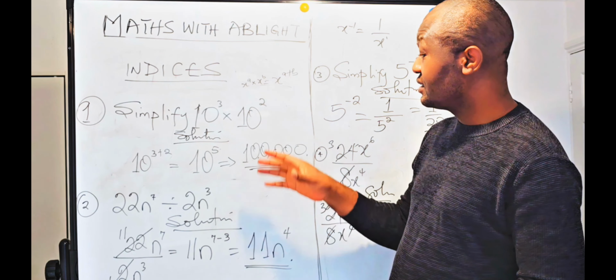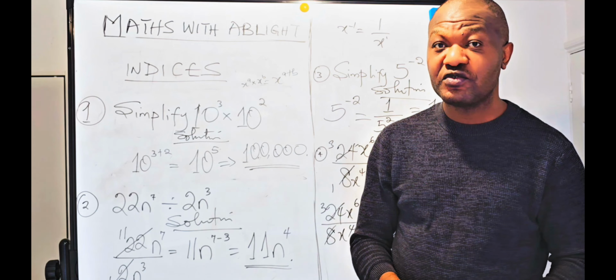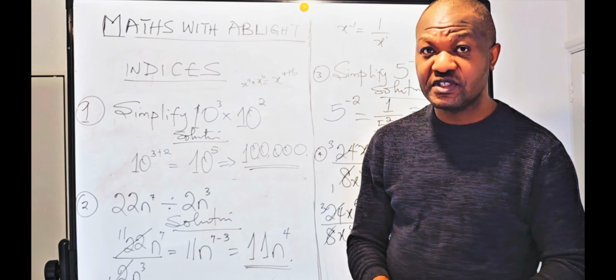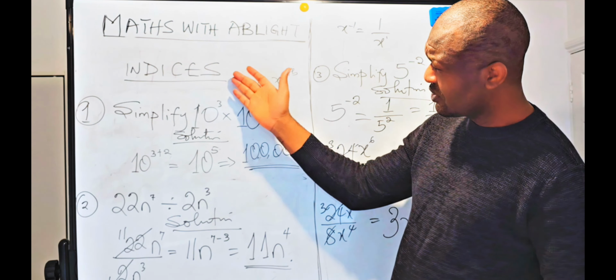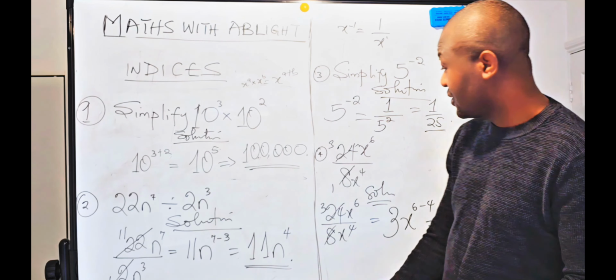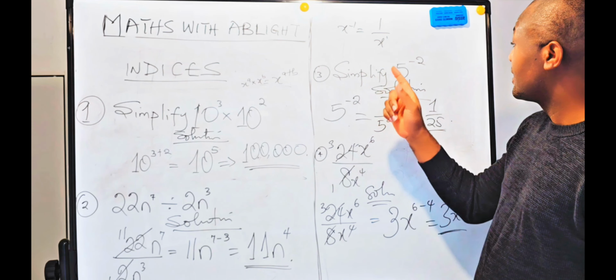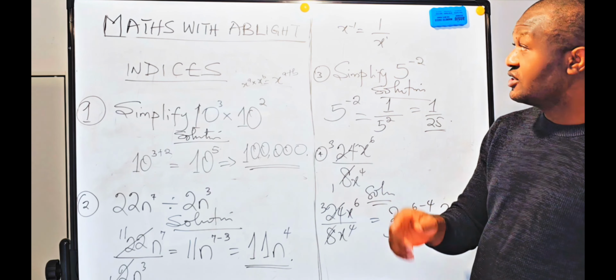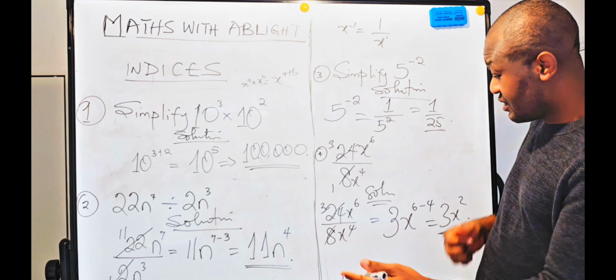As simple as it is, these things can be very confusing. Always remember the laws of indices. This is on the first law, this is on the second law, this also is on the second law, this is on the fourth law. It did not touch the third law. The third law is simple.